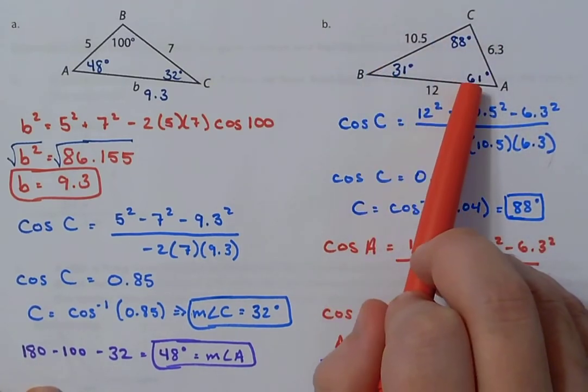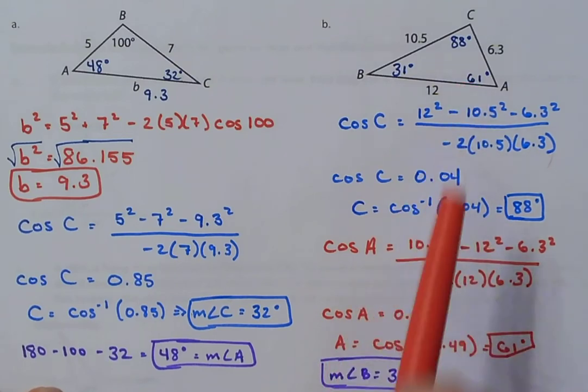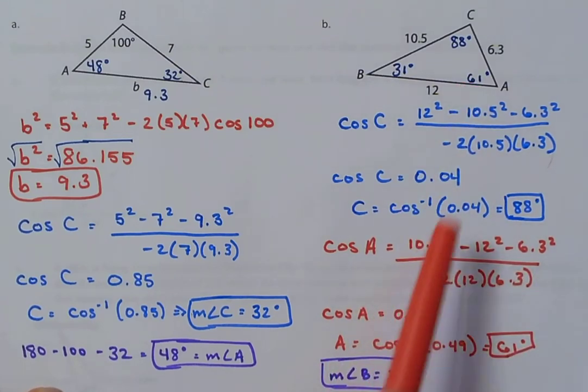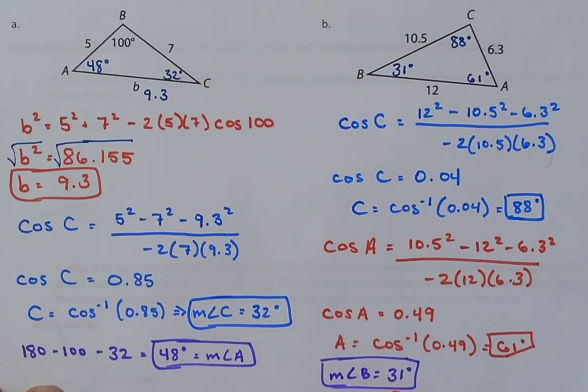Whenever you know all 3 side lengths, you have to use the law of cosines twice to figure out 2 angle measures, and then you can use the triangle angle sum theorem to find that third and final angle measure. So with that said, that completes parts A and B of example 1.